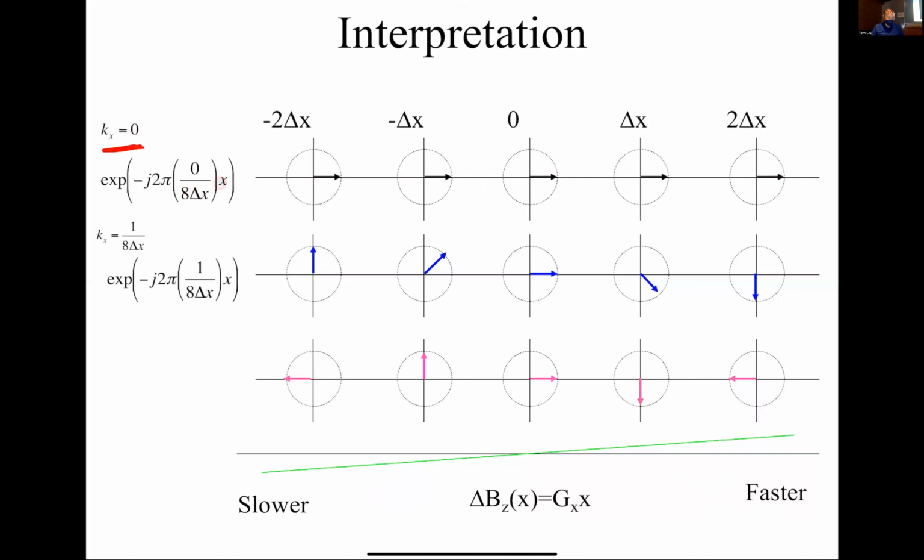The next thing we're going to do is assume that kx equals 1/8 delta x. That means the period is equal to 8 delta x. Right? So period is just 1 over the spatial frequency. So if you look at this, this is pointing up and this is pointing down, right? So half a period is 4 delta x, right? So one period is 8 delta x. Okay.